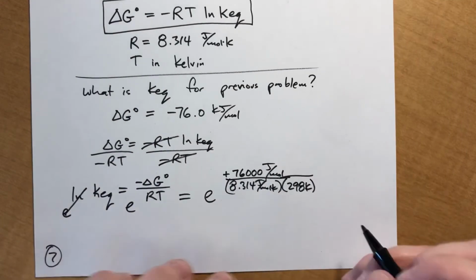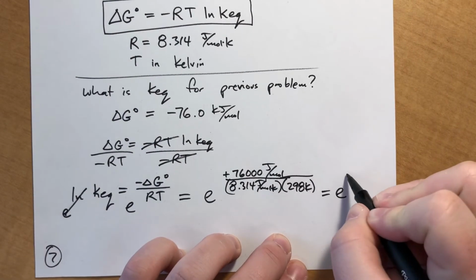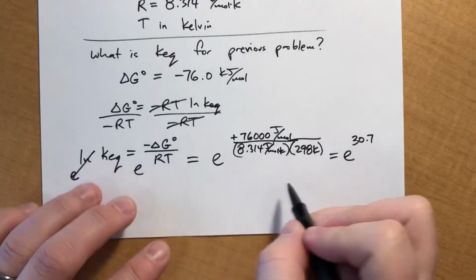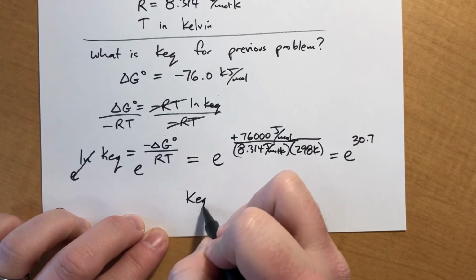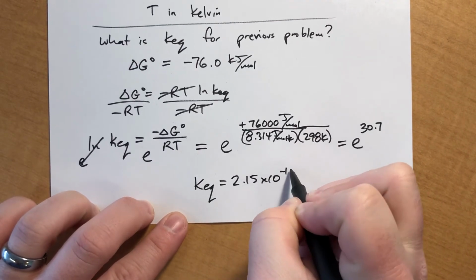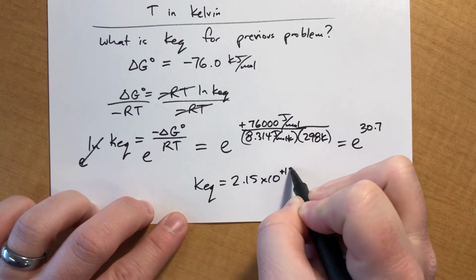This comes out to a very big number, and we get e to the 30.7. When we type that in, this is what Keq equals. Keq comes out to 2.15 times 10 to the positive 13th.